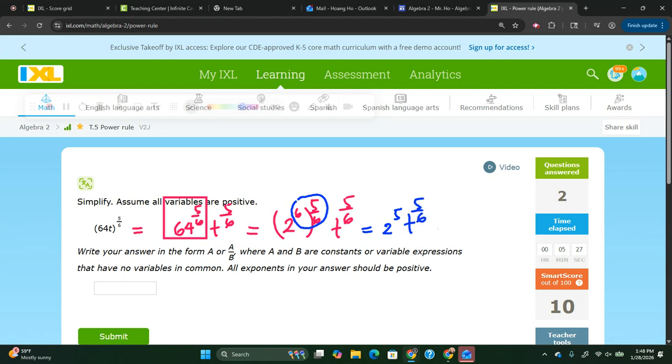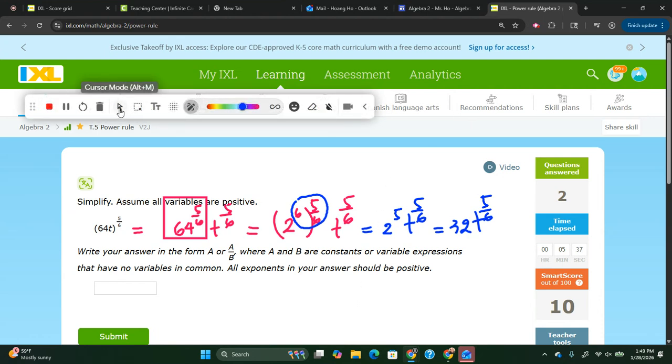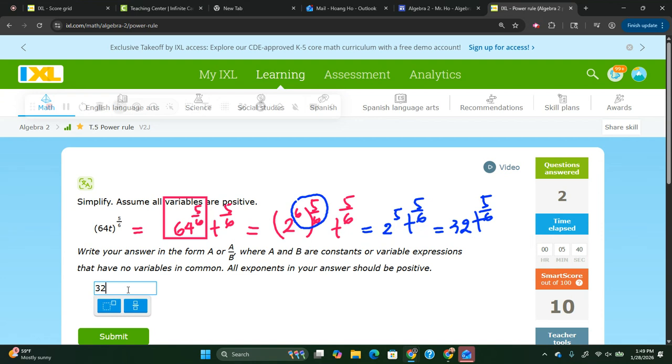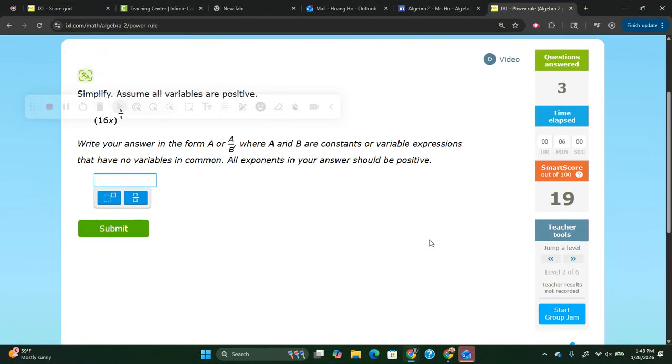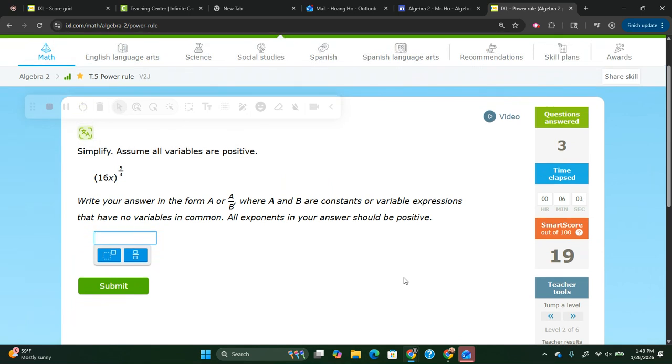But 2 power 5, that's 32. And t power 5/6, leave like that. You cannot simplify further. So I put the answer in the box. Here we go, 32 t, and then power as a fraction, 5 over 6. Submit. Next problem over here, very similar.